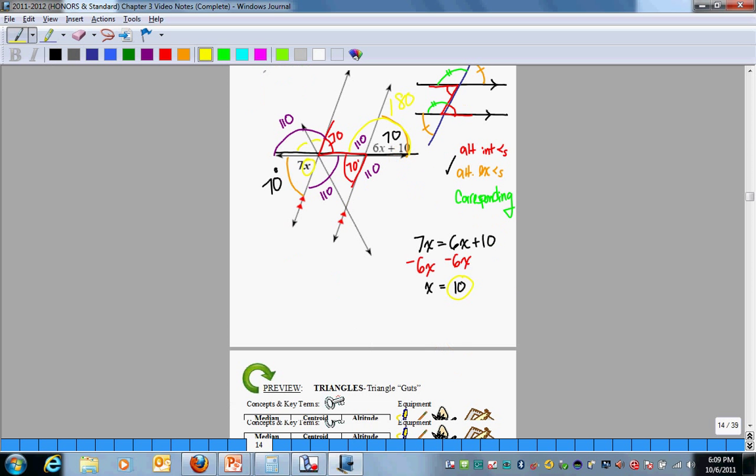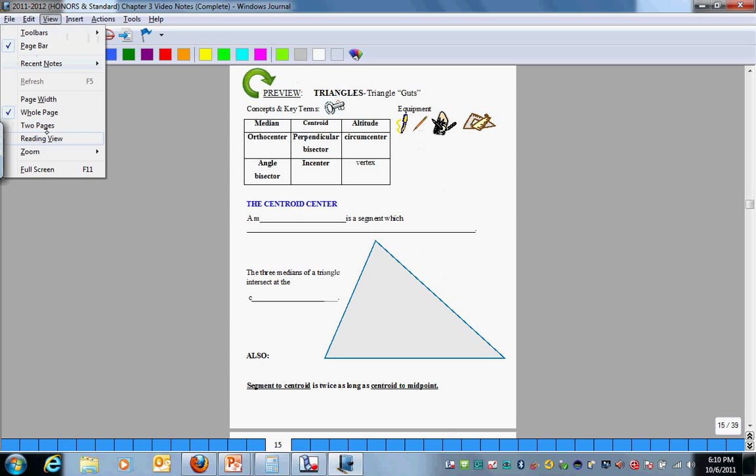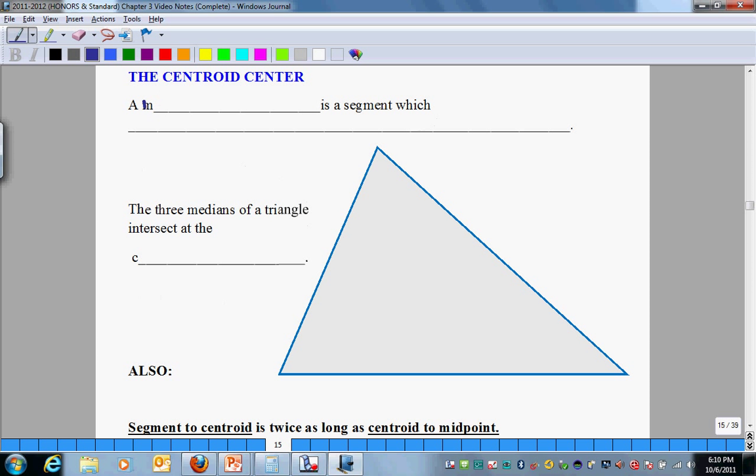Taking a look at today's material, we're going to be talking about 4 different kinds of segments in a triangle. The first one is called a median. A median is a segment which connects the vertex to the midpoint of the opposite side. The vertex to the midpoint of the opposite side.